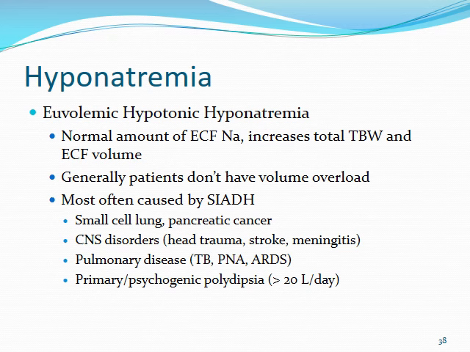So the most common cause you're going to see here is going to be SIADH, or the syndrome of inappropriate antidiuretic hormone release. So the most common causes of this are going to be things like small cell lung cancer, pancreatic cancer. Certainly, if you ever work in like a surgical or neuro ICU, you see this a lot with like stroke or head trauma. Meningitis can be a cause. Certain pulmonary disease like pneumonias or ARDS. And then in some cases, you can even see primary or psychogenic polydipsia being an issue with this. So some patients end up intaking over 20 liters per day of fluids due to whatever cause, and there could be several.